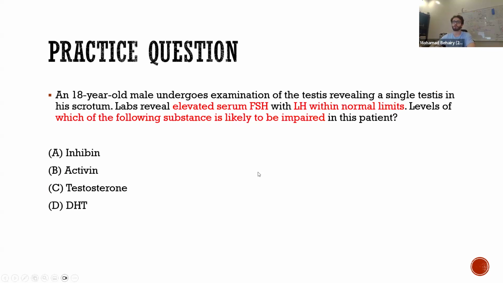Okay, let's move on to another question. An 18-year-old male undergoes examination of the testes, revealing a single testis in his scrotum. Labs reveal elevated serum FSH and LH is normal. The FSH is very high, while LH is normal. For which of the following substances is likely to be impaired in this patient? But essentially, this question is telling you what is the thing that normally keeps FSH at normal levels, and because it's impaired in this case, the FSH is very high.